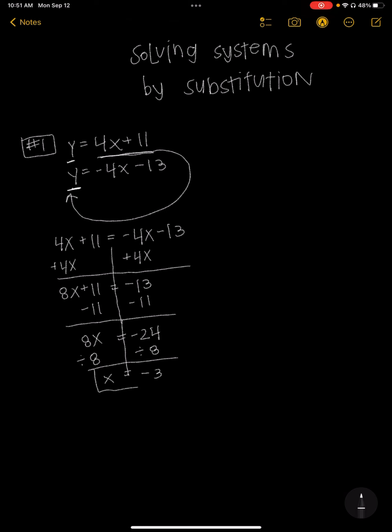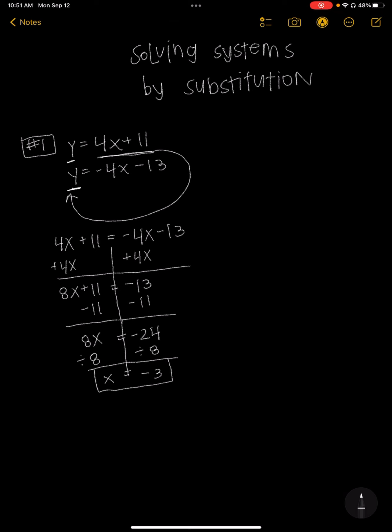Okay, sweet. So we know that x is equal to negative 3, but we're not done yet. We still don't know what y is equal to. So when we solve systems of equations by substitution, what we have to do is solve for one variable, then take that and plug it back into one of the original equations.